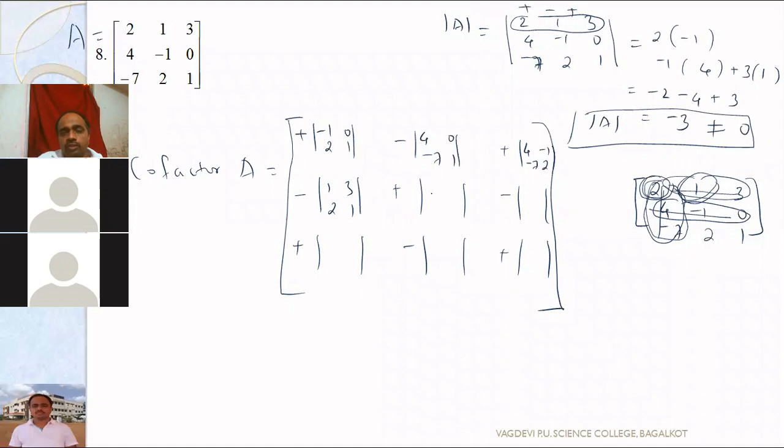Next cofactor of minus 1. If you delete the row and column, we get 2, 3, minus 7, 1. So please do it like this and complete it.